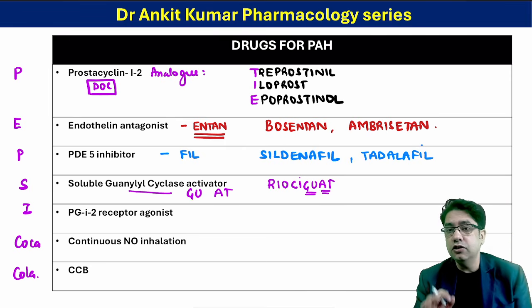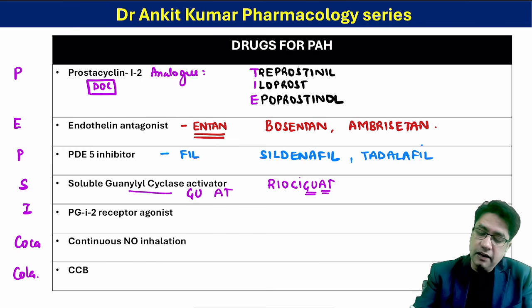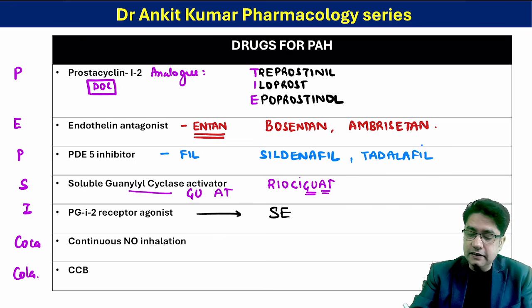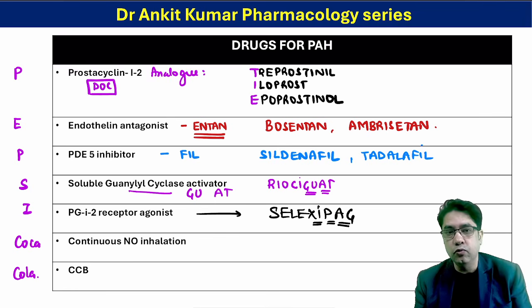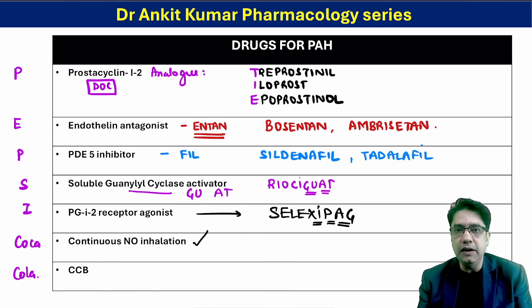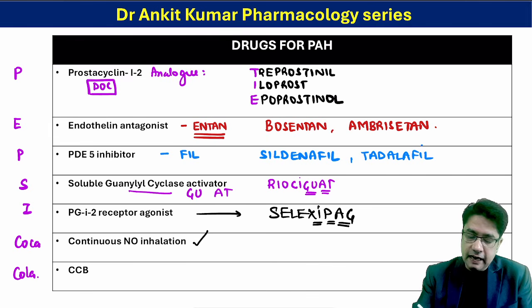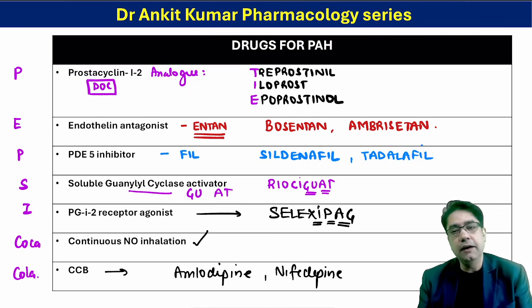Then we have a drug which is not a prostaglandin but stimulates the prostaglandin I2 receptor. We have discussed it very well. The name of this drug, which was asked in this question, is selexipag. And the trick we have discussed: I2 type of prostaglandin, AG means agonist. Remember, continuous nitric oxide inhalation is also given for PAH. It is a separate question. And calcium channel blockers like amlodipine and nifedipine have also been approved for the treatment of pulmonary artery hypertension.